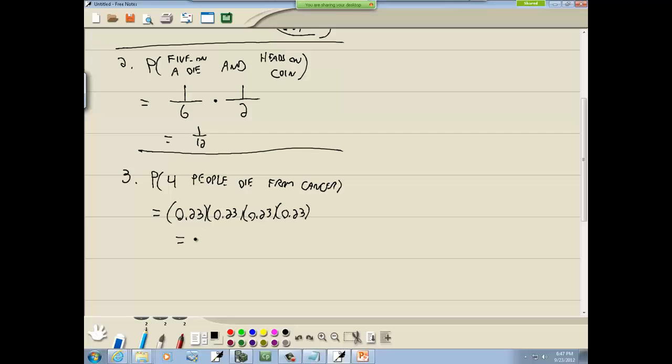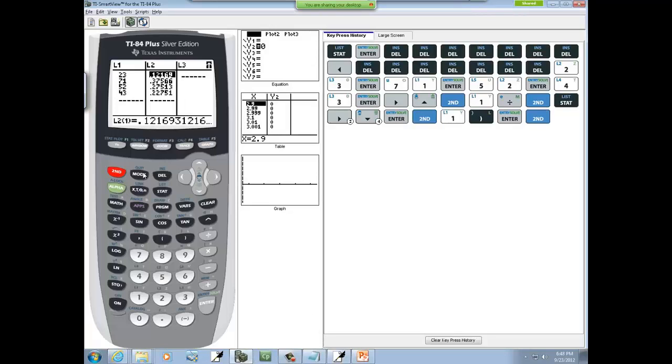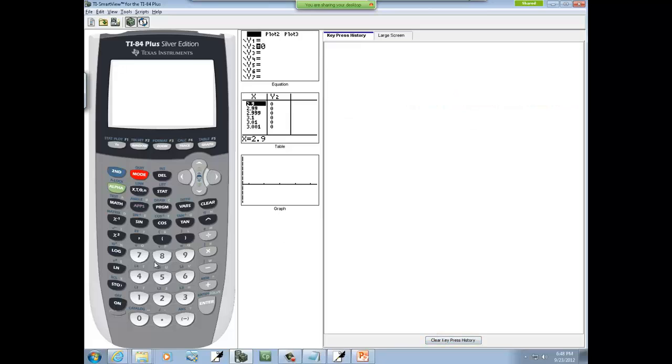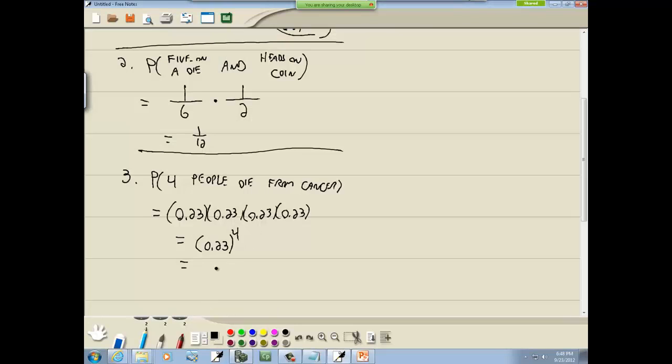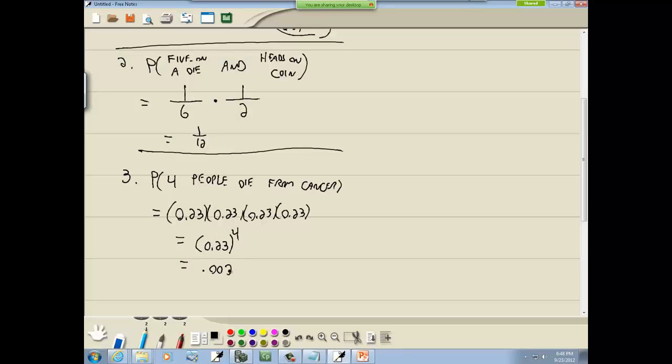Now another way of writing that is 0.23 to the 4th power. Now to show that in the calculator, if you're not very familiar with exponents, no matter what, if you're in something you're not sure what it is, just do a second mode that gets you out. Okay, we do 0.23, and you do caret and then 4, and enter. And that gives you your probability. So 0.0028 would be our probability.